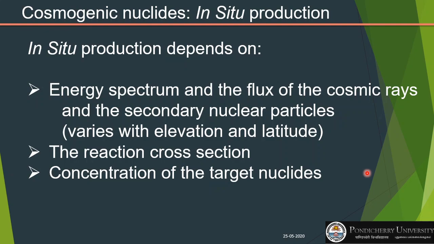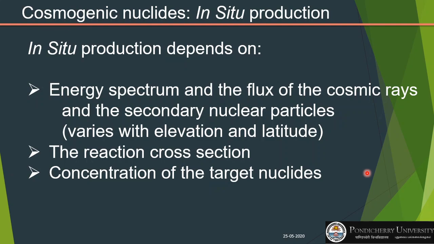And it also varies with the elevation, as I told you just now. As you go down in the atmosphere, the flux reduces, because most of the particles are already consumed in the reactions with the atmospheric atoms at the higher level. So as the elevation decreases, you have lower production, and at high elevation you have more production of in situ cosmogenic nuclides.